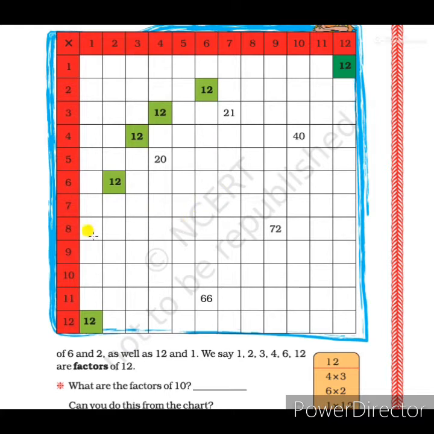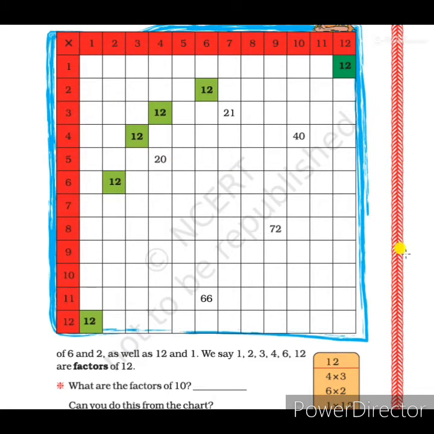So look at the green boxes in the chart. These show how we can get 12 by multiplying different numbers. First, you see this. On this page some of the instructions are not printed properly, students, so open the textbook and follow the instructions properly. Now I will read the instruction.